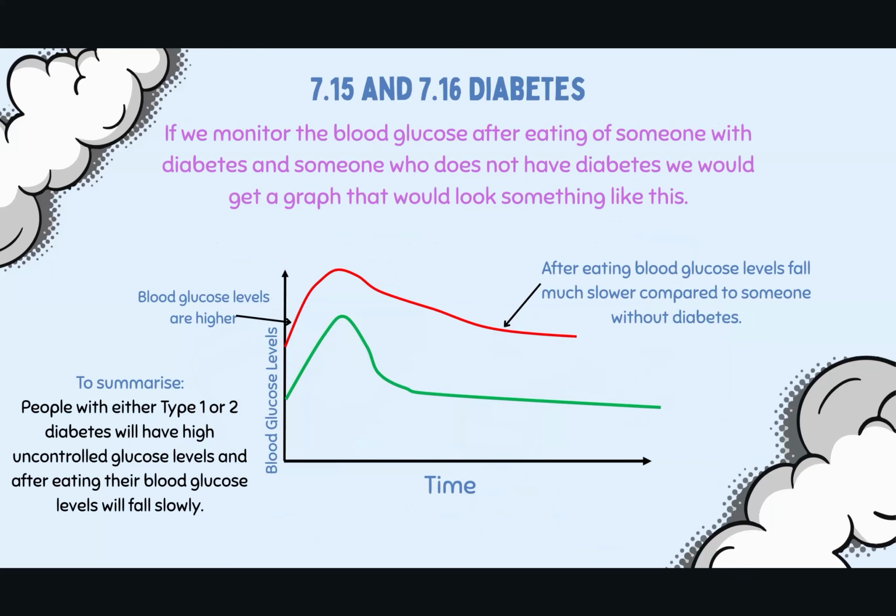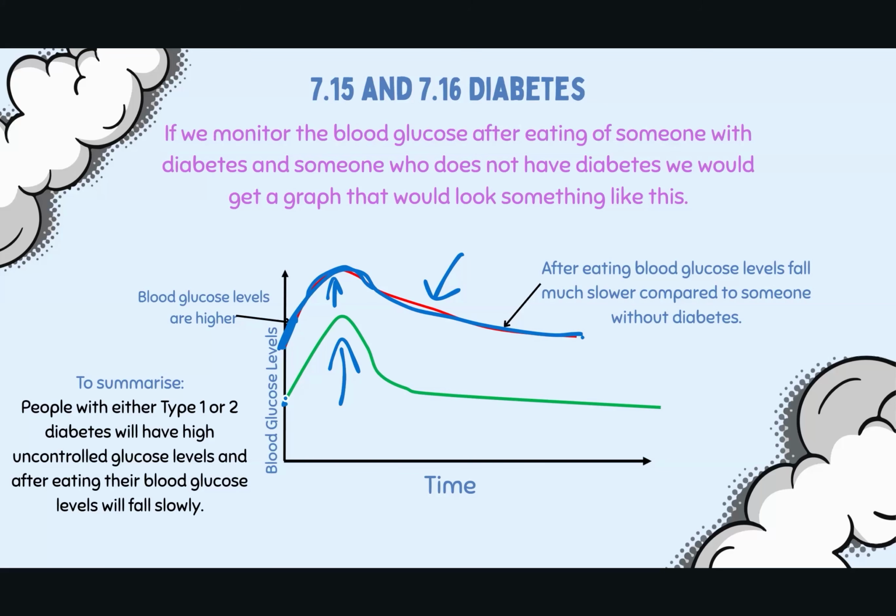Now, if we look at these two graphs, and these kind of graphs can come up in exams, I might say, how can we tell that this red line is someone that's diabetic? And there's two things that you can see straight away. Number one, the initial blood glucose levels are much higher. And number two, so this is where a person's eaten food, the initial blood glucose levels are higher anyway, but it also takes longer for them to come back down. So blood glucose levels fall much slower compared to someone without diabetes.